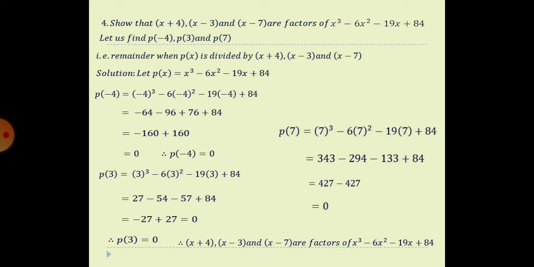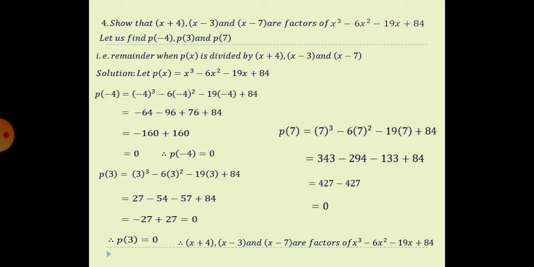Let us assume the given polynomial as p(x) is equal to x cube minus 6x square minus 19x plus 84. Suppose we are going to see whether x plus 4 is a factor or not. To see that, we have to substitute the variable by the zero of x plus 4, that is p of minus 4. So it becomes minus 4 cube minus 6 of minus 4 square minus 19 of minus 4 plus 84.